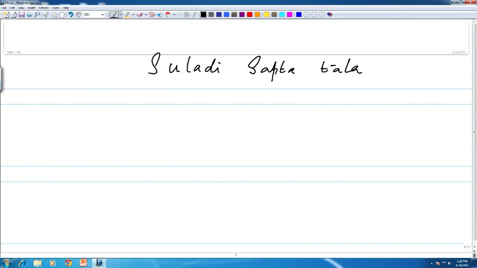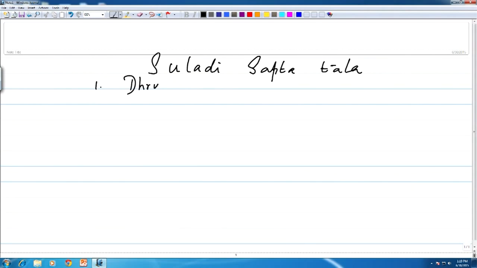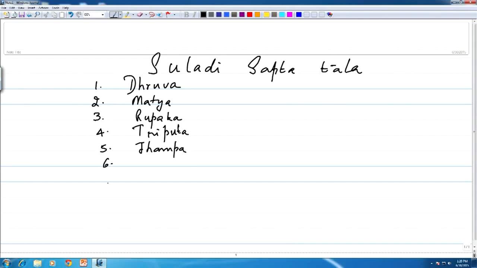In fact, a beginner is very quickly introduced to this Suladi Sapta Talas. These are Dhruva, which is what you saw just now, the composition that I sang of 14 matras, Dhruva. Then you have Matya, Rupaka, Triputa, Jhampa, Attatala, Ekatala. These are the seven talas that are referred to as the Suladi Sapta Tala.